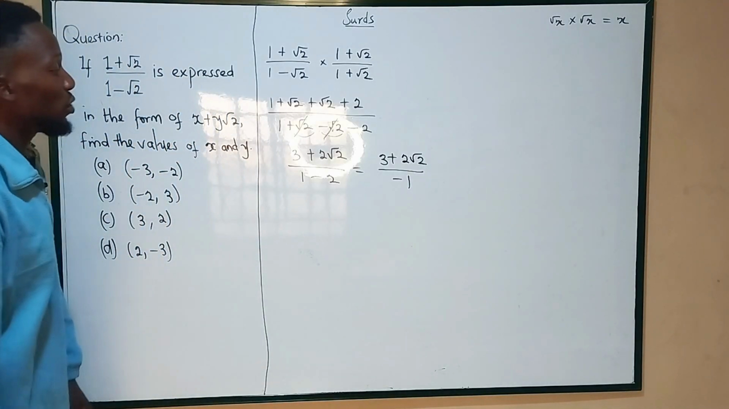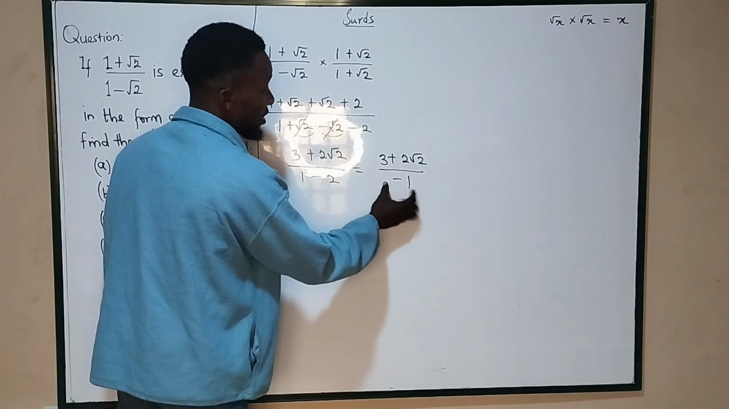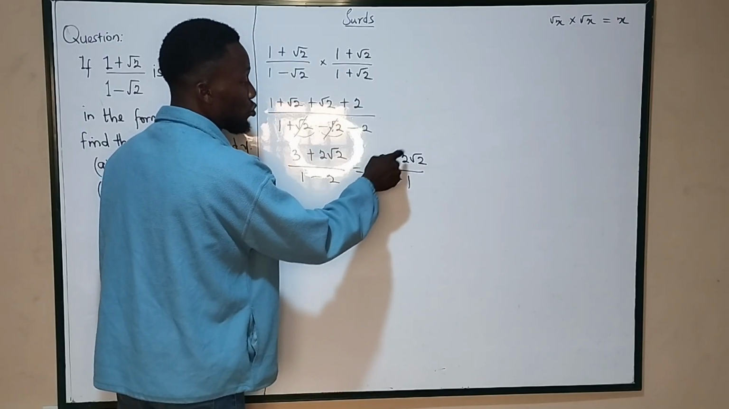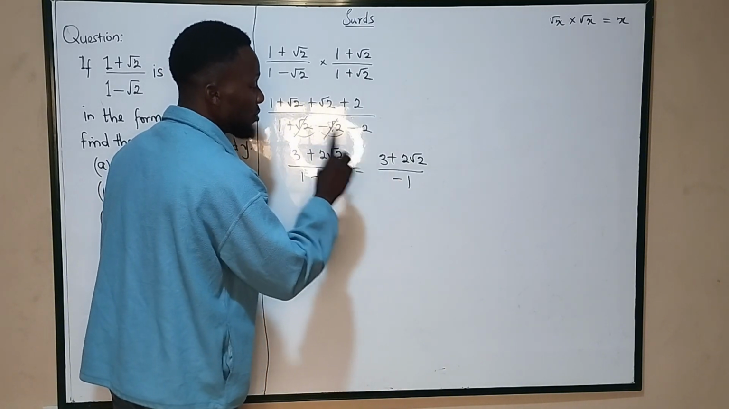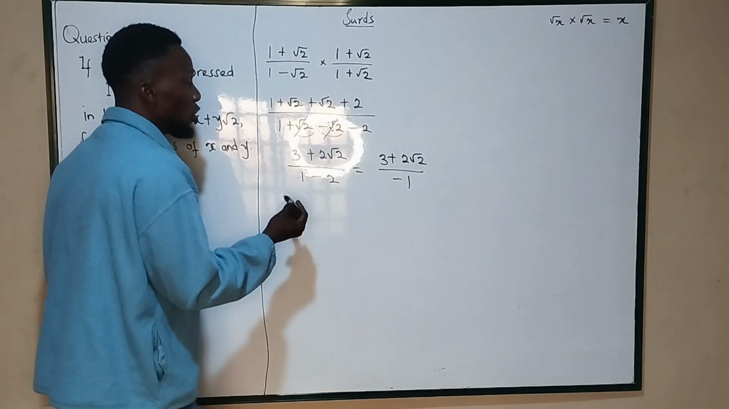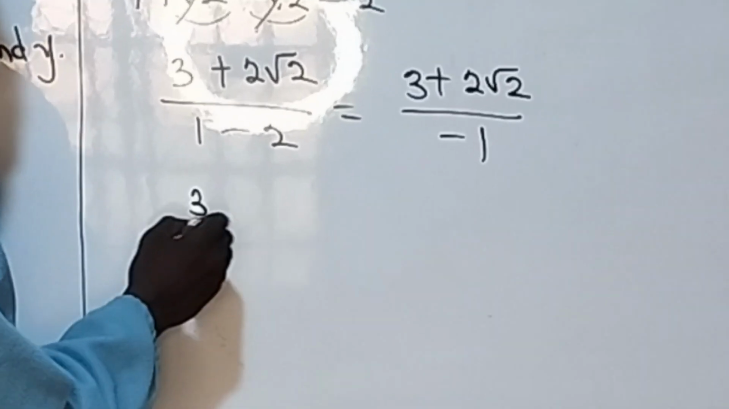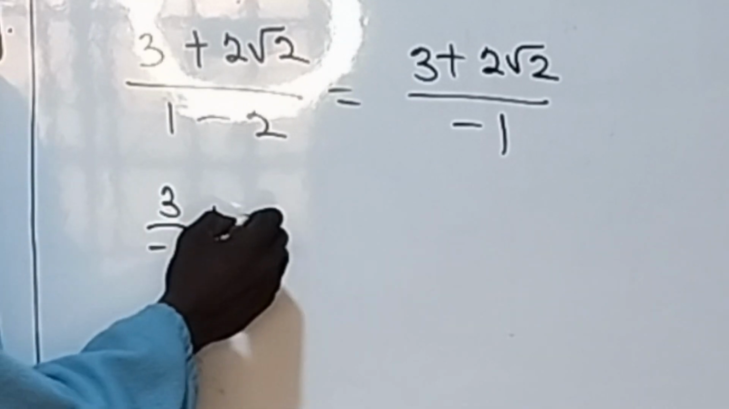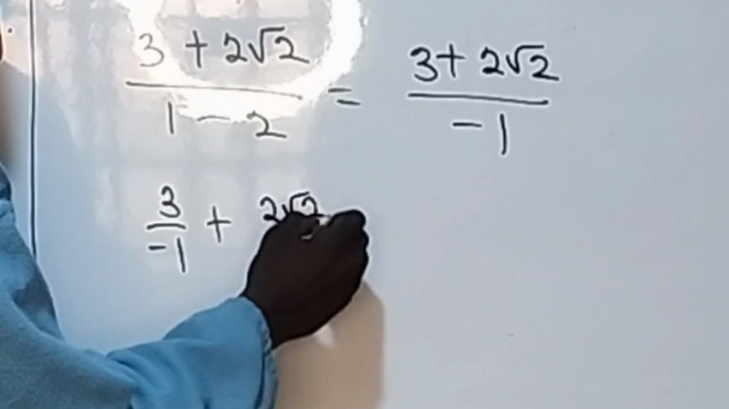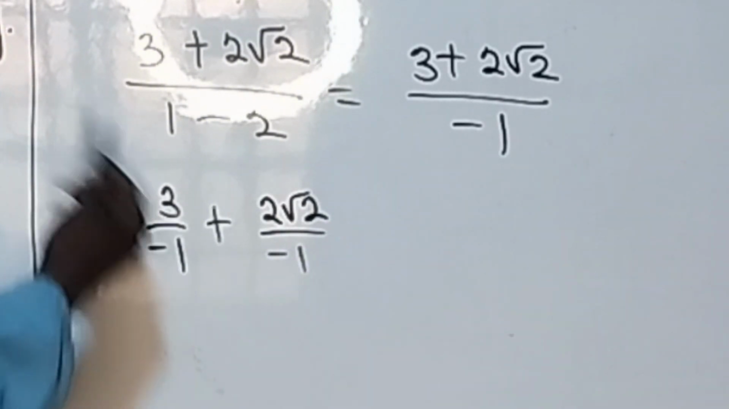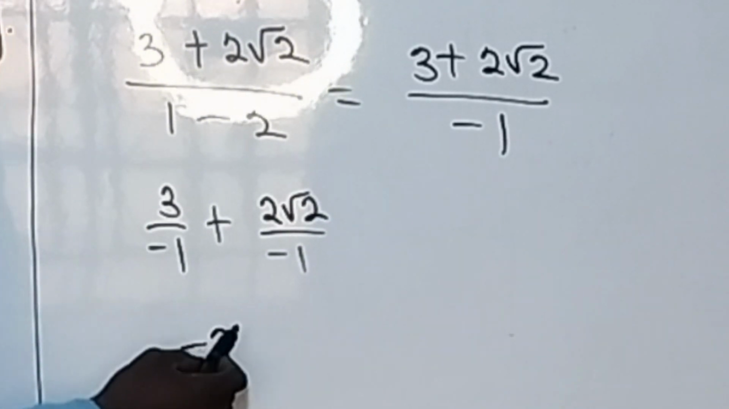The moment we get to this point, what are we expected to do? Please understand that these guys, that is 3 plus 2 root 2, have the same denominator in common. And the denominator is minus 1. It then means that I can write this as 3 over minus 1 plus 2 root 2 over minus 1. So minus 1 takes care of this. This will be minus 3.